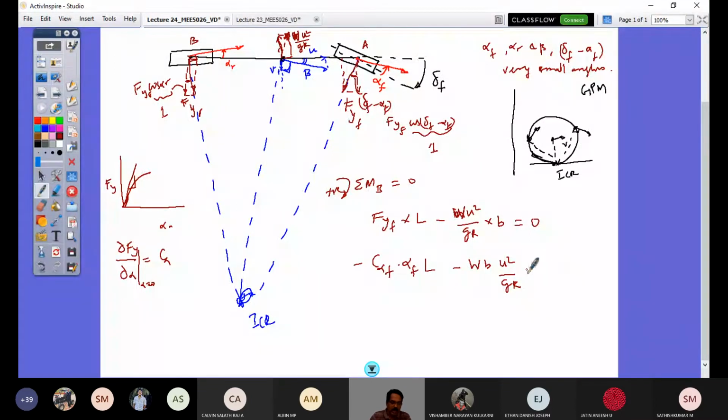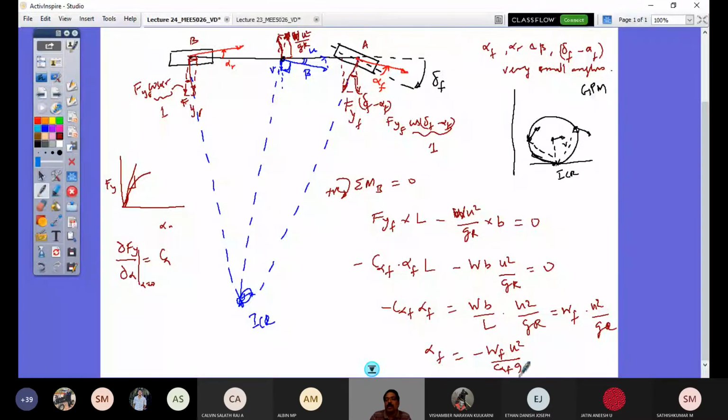Now this term can be taken out, and if I bring L, W b by L is W F. So I would have minus C alpha F on the other side. When it goes, it is W b by L into U squared by g R. So that is going to be W F into U squared by g R, and I would have my alpha F as minus W F U squared by C alpha F g R. So this is equation 1.